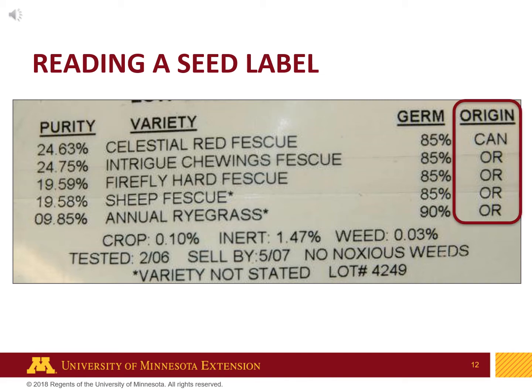The seed origin refers to where the seed was produced. In this case, the red fescue was produced in Canada, while all other varieties were produced in Oregon. The majority of turfgrass seed is grown in the Pacific Northwest, and more specifically, Oregon.